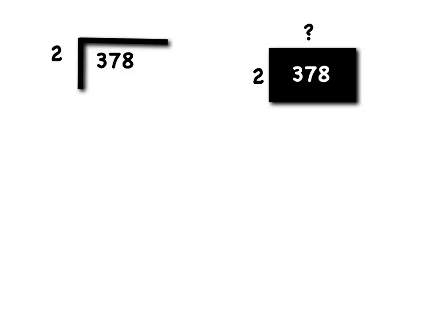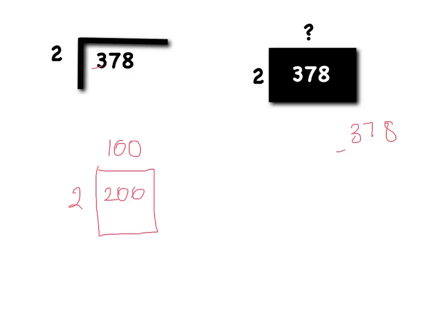So let's begin. The very first thing I'm going to do is get a chunk of that out. So I'm going to draw myself a little rectangle. And I'm going to think, 2 times what will get me close to that first number? Well, if I want to think of just my hundreds, I know that 2 times 100 will get me 200, correct? So now I'm going to take 378, write it over here, and say, okay, I've taken a big chunk of that out. I've taken away 200. And that leaves me with what? That leaves me 178 I have to deal with.